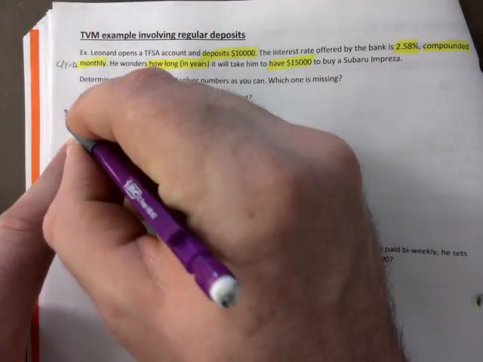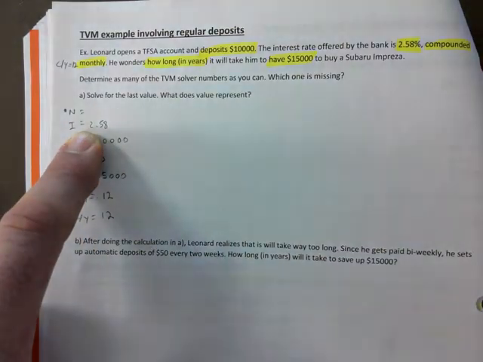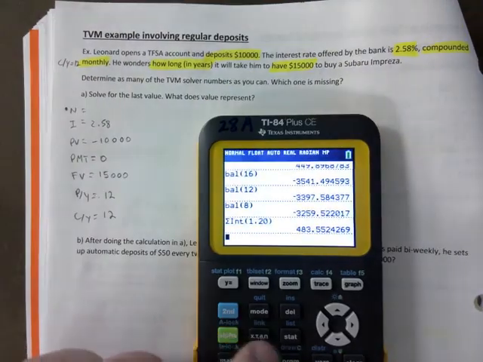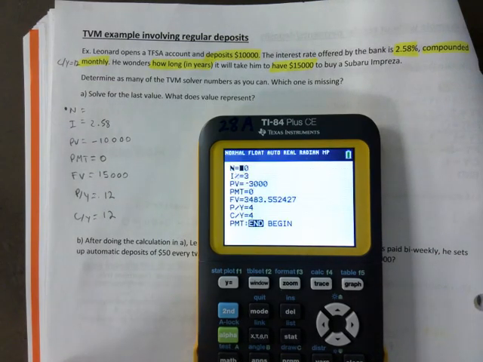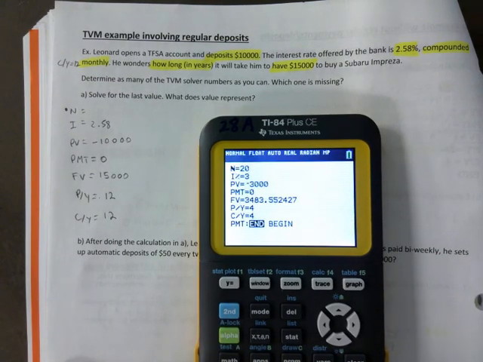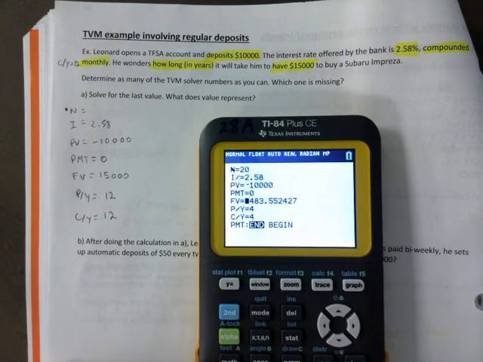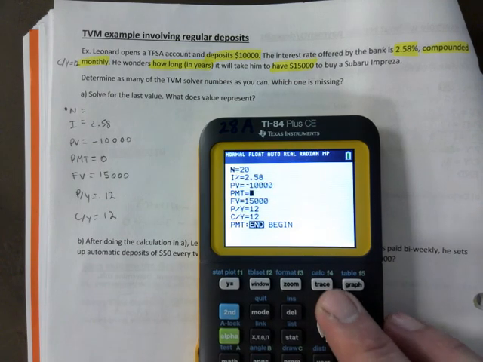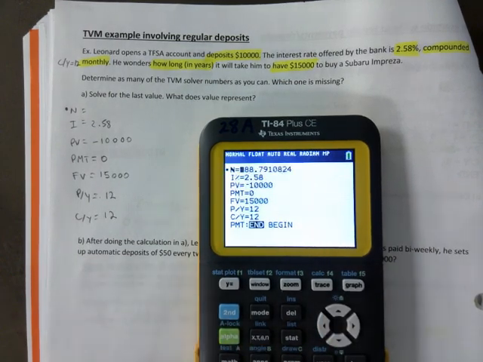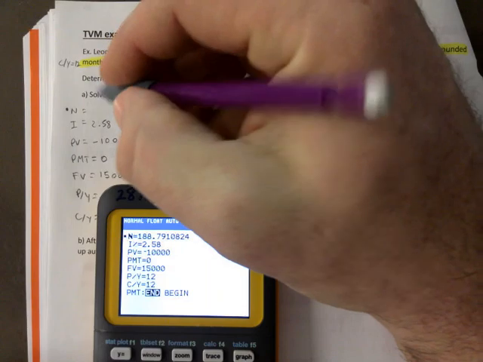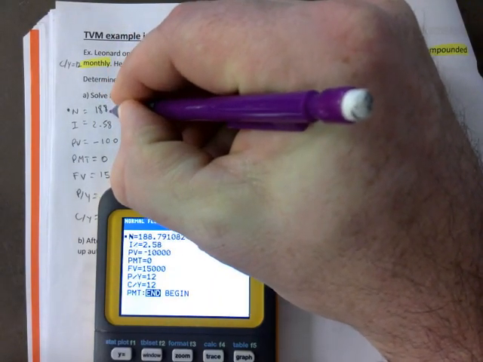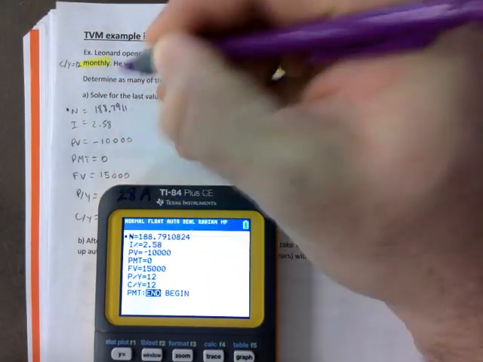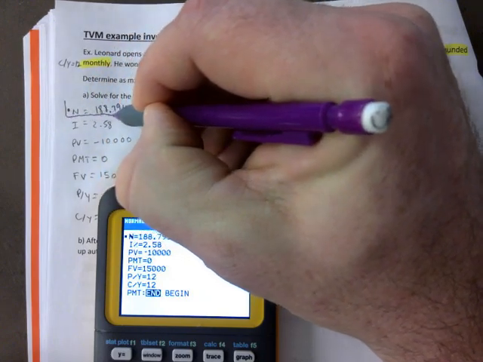Then that means that this is the only thing I can solve for, and I actually have to enter that because of what follows, right? So I have to catch up with you now. I'm just going to go ahead and do this. Negative 10,000, 0, 15,000, 12, and 12, right? And then I go to N, alpha, enter. And so that is 188.7911. I'm going to go 4 decimals on that one.